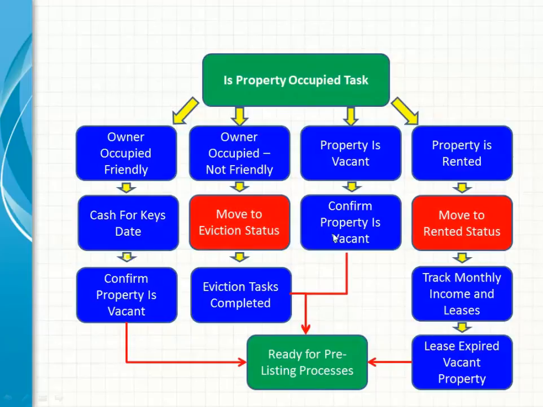If the property is vacant, we're going to confirm its vacancy and then move it to pre-listed vacant. And if the property is rented, we're going to move the property to the status of rented and then start tracking the monthly income leases until the lease is expired, and then perhaps it's going to end up vacant and in the pre-listing vacant processes. Just an example of how you can configure one task, which is the property occupied, to decide so many different outcomes for you.